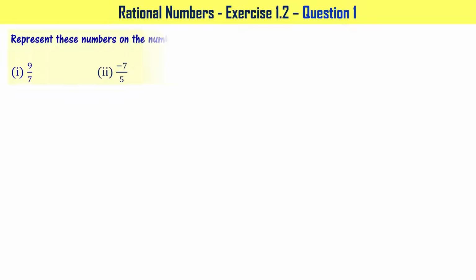Question number 1. Represent these numbers on the number line. We are given two numbers. One is 9 by 7 and the other is minus 7 by 5, right? Let's consider 9 by 7. We want to represent this on the number line.